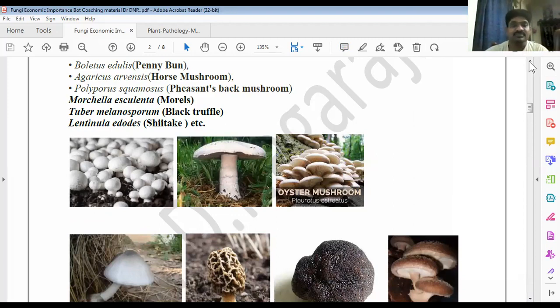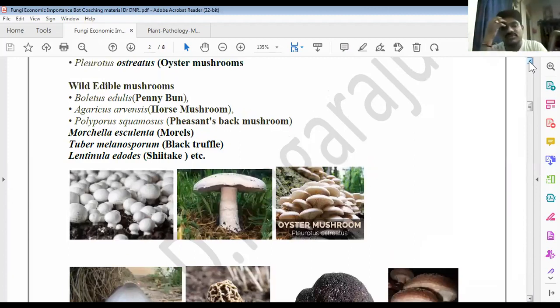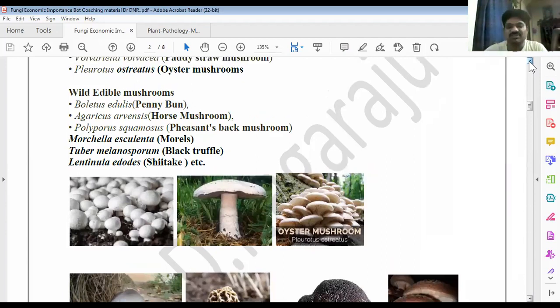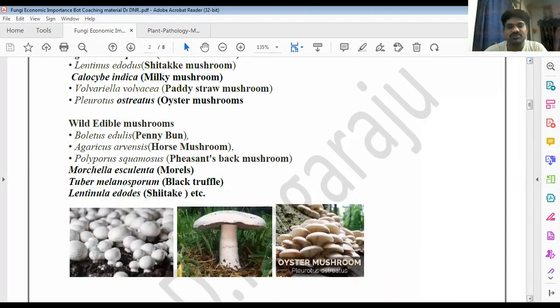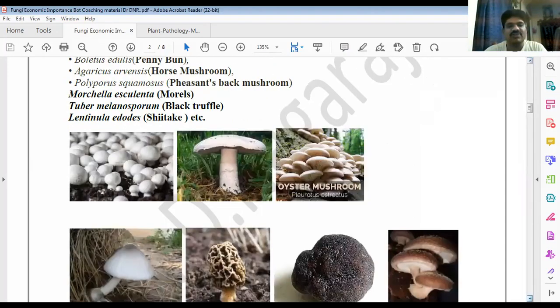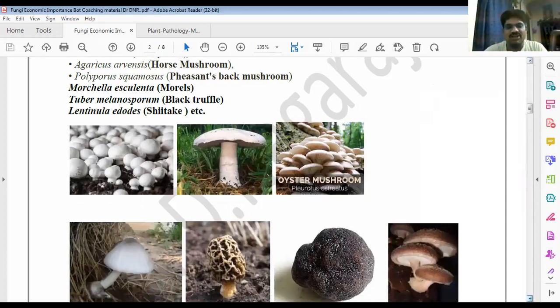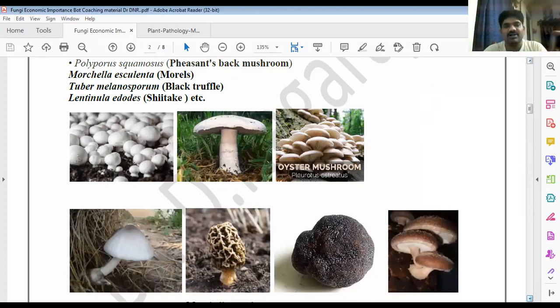Okay. What are the wild edible mushrooms? Boletus, Agaricus arvensis, Polyporus, Polyporus squamosus, and Morchella. Morchella esculenta. Some give a bad odor, up to 500 meters around, it gives a bad odor, a bad smell.